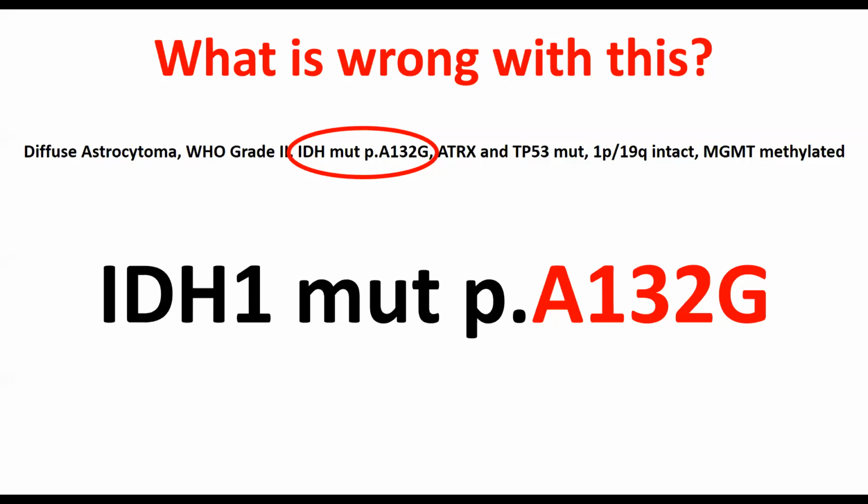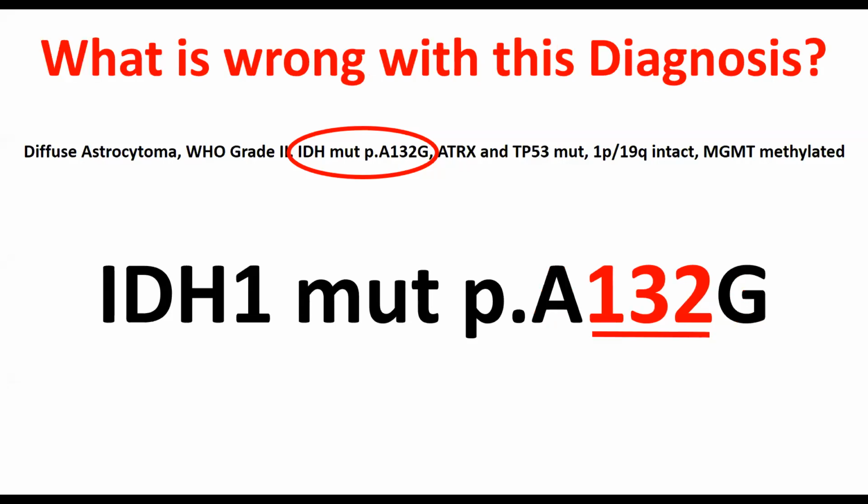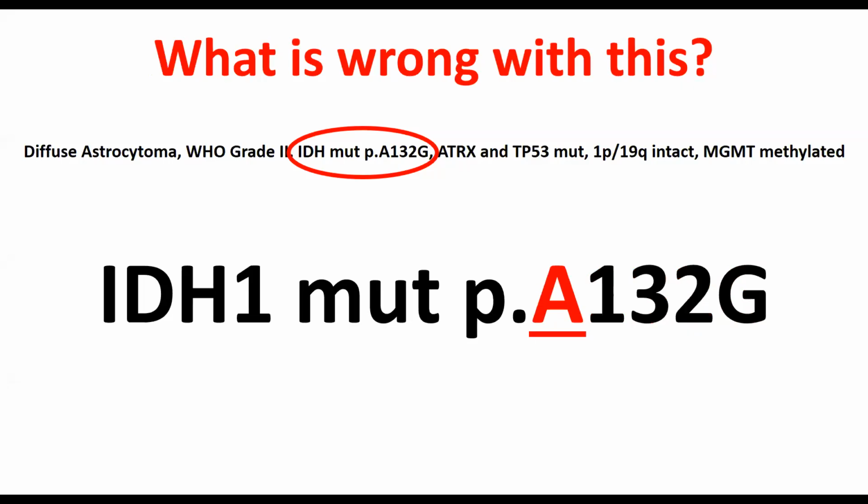All right, what's wrong with this? So what you can see, IDH1, protein A132G, that is extremely odd. That is a very odd point mutation. And you know, the very first thing I thought about this, the 132, it didn't register fully with me because of the A and the G. That is the residue in the protein. It's residue 132. We're going to talk about it in just a second.